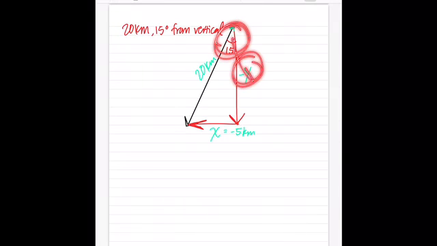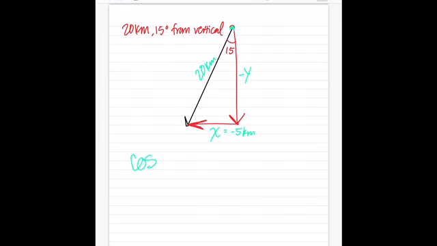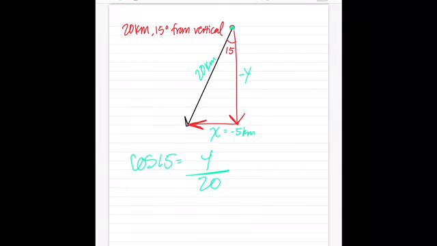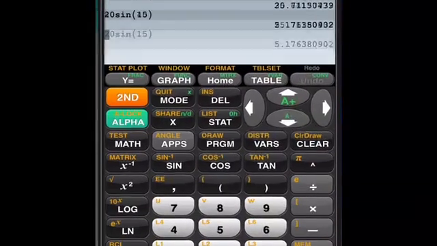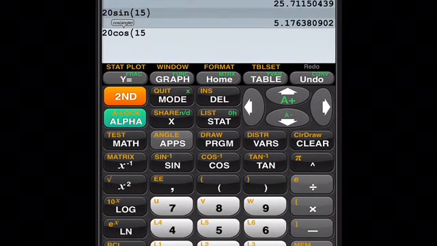I've got the angle here, here's y, they are adjacent. So that means cosine, adjacent over hypotenuse. So cosine of 15 is equal to y over hypotenuse, which is 20. So 20 cosine of 15 is equal to y. Y is equal to 20 cosine of 15.